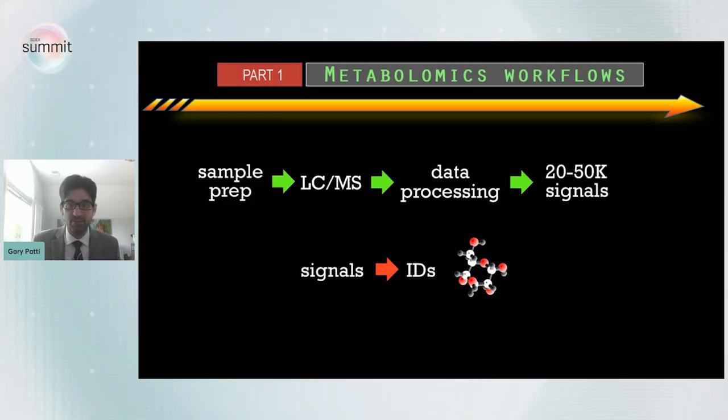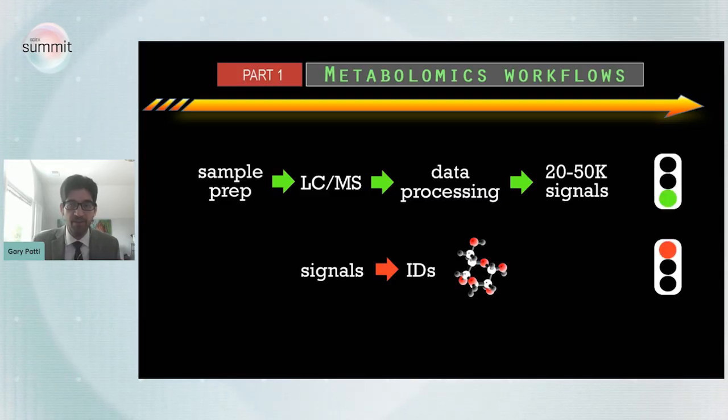and matching that MSMS data to MSMS data in databases or from authentic chemical standards. Now you can see here that the arrows on the top are color-coded green. The arrow on the bottom is color-coded red, and there are corresponding traffic lights on the right of the slide. And this is to denote that those first series of steps are relatively easy to do. I think most labs now around the world can carry out sample prep, LCMS, feature detection. But what the bottleneck currently is, and what still represents the rate limiting step of untargeted metabolomics, is converting those signals into identifications.